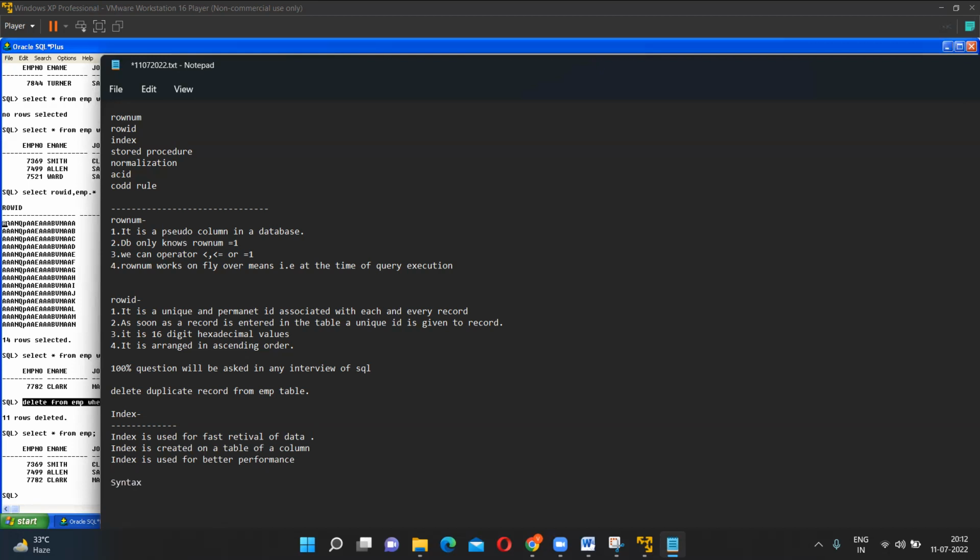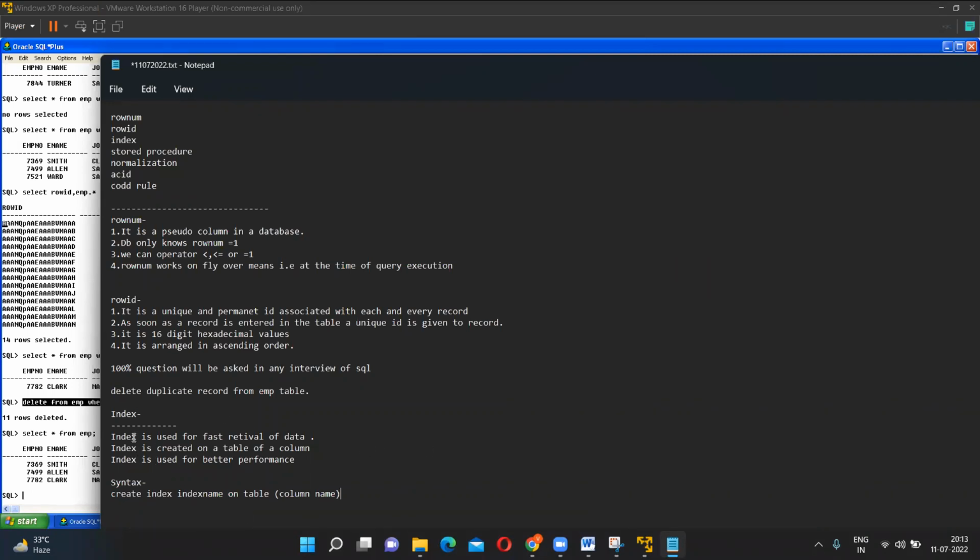The syntax to create an index is what? Create index, index name on table name, and in brackets you write the column name. This is how we create an index on a table. But this is just for the fast retrieval of data.